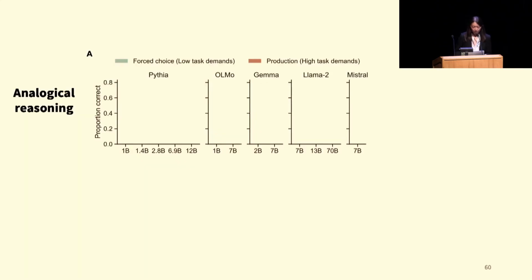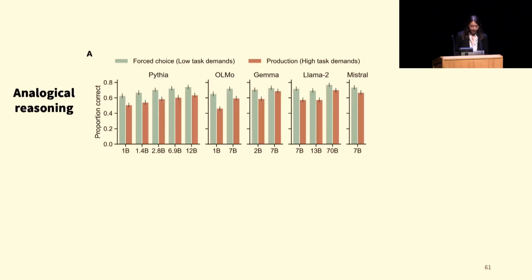Okay, so let's first just walk slowly through the results on one domain, focusing on analogical reasoning. This was evaluated using forced choice and production. First, we can look at raw performance. The y-axis is the proportion of items where the model achieved the correct answer, and the x-axis here is model size, and each facet corresponds to a model family. So here are the raw performance results.